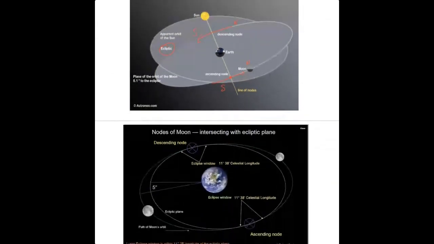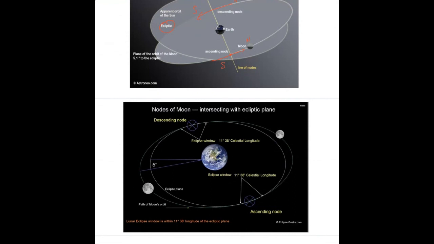And so there is an eclipse window, as they call it. The moon should be on or about its lunar node, and the window is 11 degrees 38 of celestial longitude. So this is this arc here, and it's during this period that you can have eclipses.